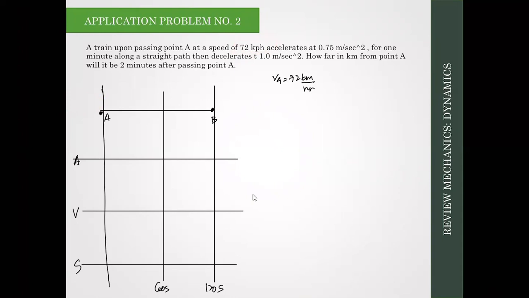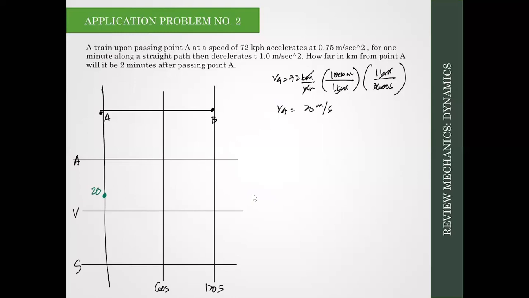Convert natin to meter per second. So 1 kilometer, 1,000 meters. Then 1 hour is 3,600 seconds. Okay. Upon calculating, we have VA is equals to 20 meter per second. Okay. So, sabihin nyo na agad yung velocity natin. So, velocity natin, di siya nag-start from 0. Meron na agad tayong 20 dito. Okay. And then sa acceleration natin is 0.75 meter per second squared for 1 minute along a straight path.